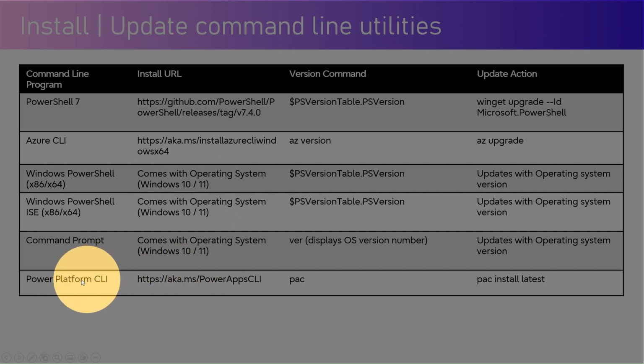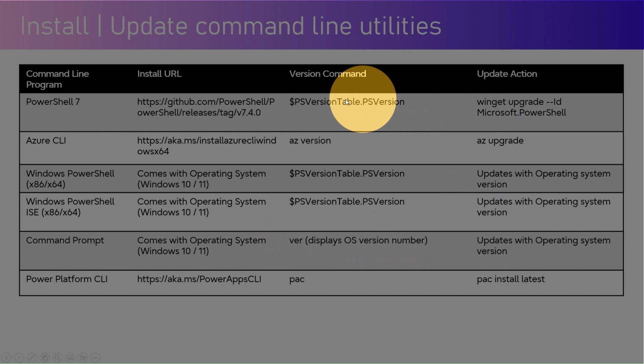Power Platform CLI, there is no specific app for it. You need to install Power Apps CLI, and then you can use any of the command prompts, whereby all the libraries will be loaded, and then you can execute all the Power Platform related commands. Now these are the corresponding version commands. If you want to see what version that particular command line is, you can display all those things over here. Remember, command prompt for Windows will always display the operating system version number, because there's no specific independent version number for that application.